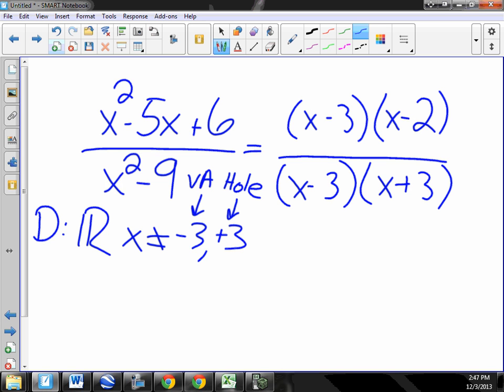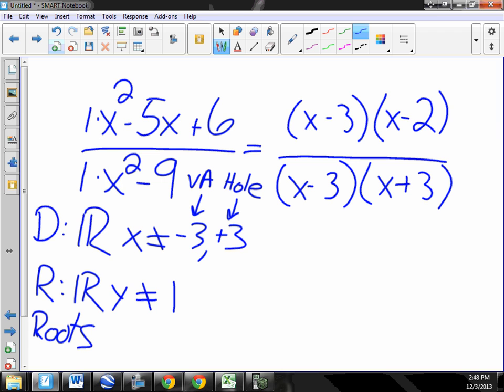Okay? For the range, it's all real numbers, but y cannot equal... No, it's only 0 if the bottom is bigger than the top. If they're the same size, the leading coefficients on both of those are 1, so 1 over 1 is 1, and that is my HA. And what about roots? 3 and 2, but 3 is a hole, so the only root is x equals 2.